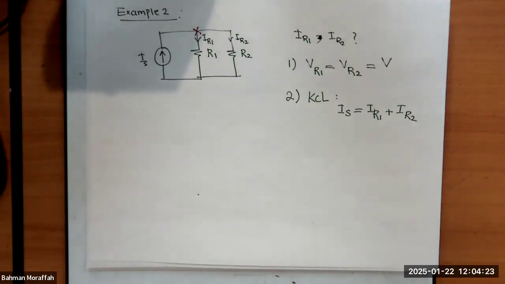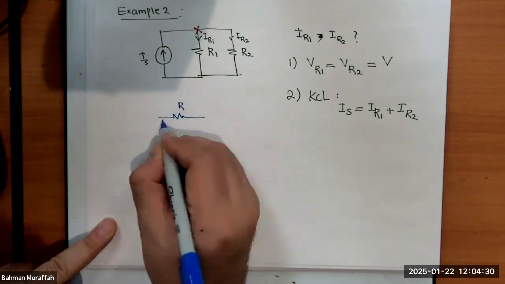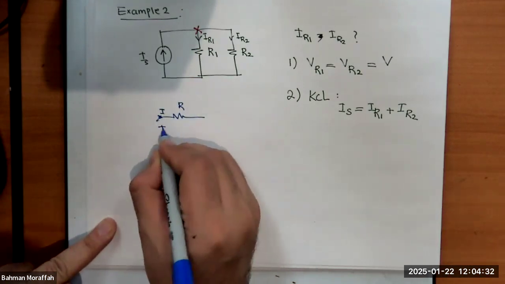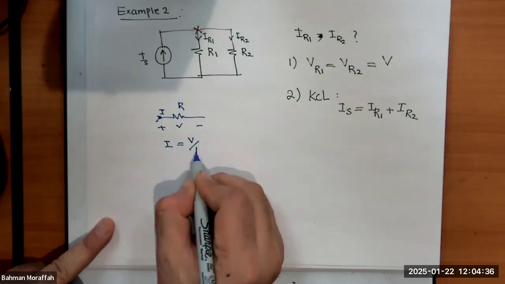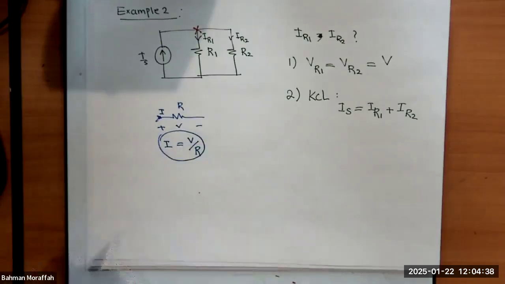What else do we know? We also know if I have a resistance, let's just say current through it is I, voltage across it is V. I is V over R. We know this, right? That's Ohm's law. So let's use this fact, I equals V over R, and apply it in my KCL. I can do that, right?